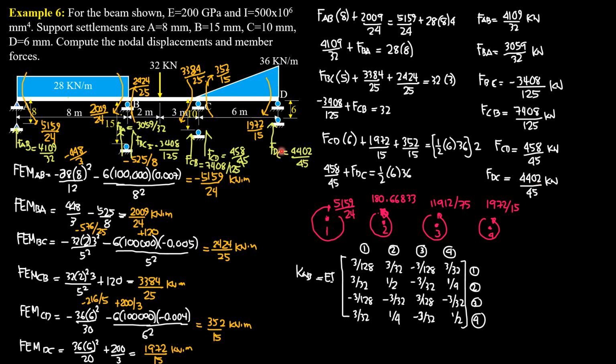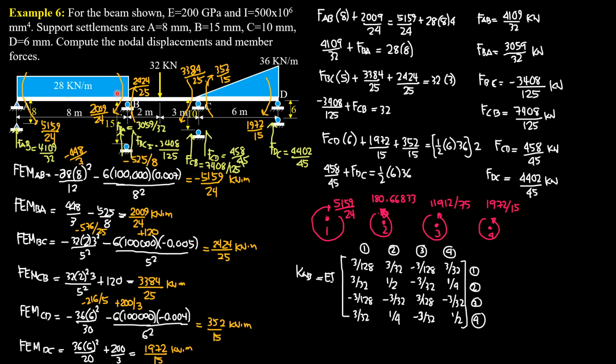Then the nodal load at 1, which is A, is opposite to the net fixed end moment. So if it is counterclockwise, the nodal load is clockwise 5159 over 24. A clockwise moment is negative in matrix structural analysis. That's the universal sign convention. So this is treated negative because it is clockwise. Then at B or node 2, because these are supports, the vertical loads are not important.